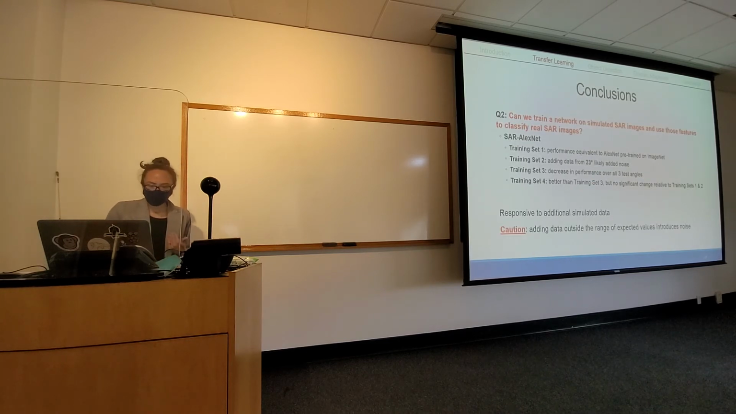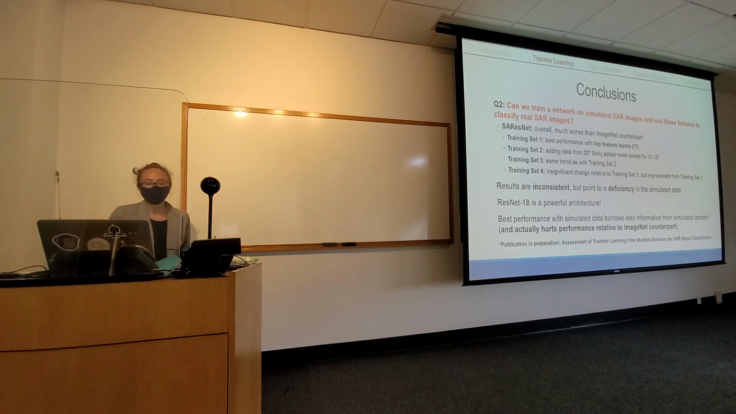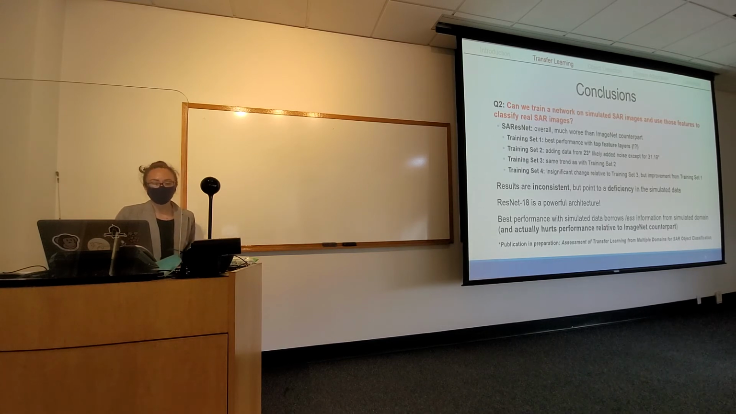Then for the simulated images, for AlexNet, what I see is that it is responsive to additional simulated data, but adding data outside the range, like the 31 to 47.46 degree range, introduces noise. And then for ResNet, results are inconsistent, but this points to deficiency of the simulated data. So the fact that this powerful architecture performs best when I don't give it as many features from the simulated data set shows me that something's wrong in my simulated data.